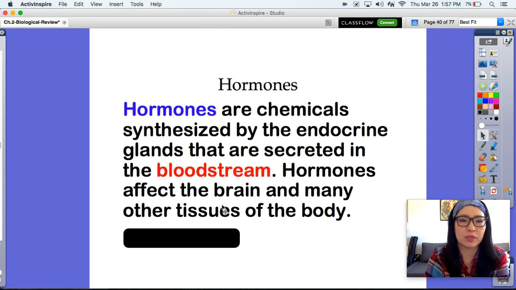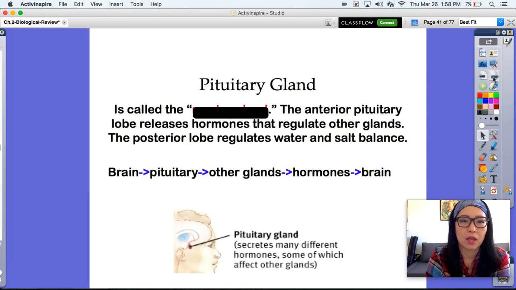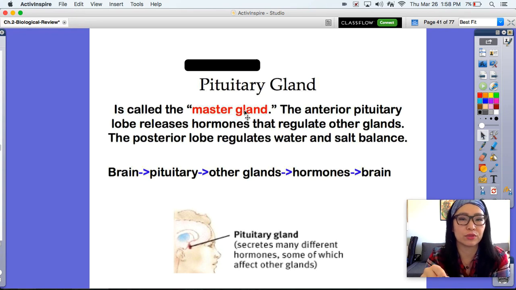Okay, it's going to be in your bloodstream, so it's going to affect your brain and many other tissues in your body. Alrighty, so then the pituitary gland is called the master gland, and this is also controlled by which brain part, as a review? Okay, the master gland is controlled by the hypothalamus. So that is the master of the master gland.